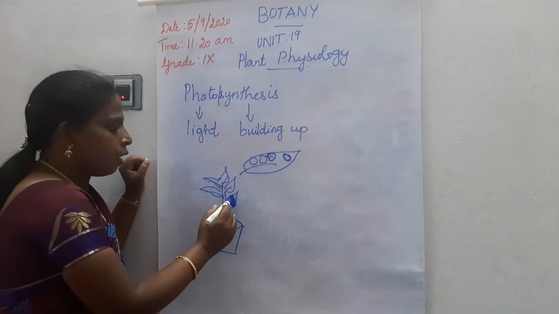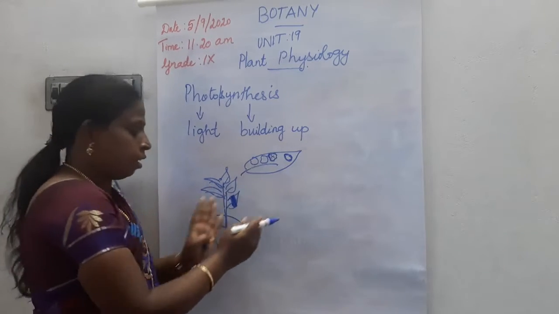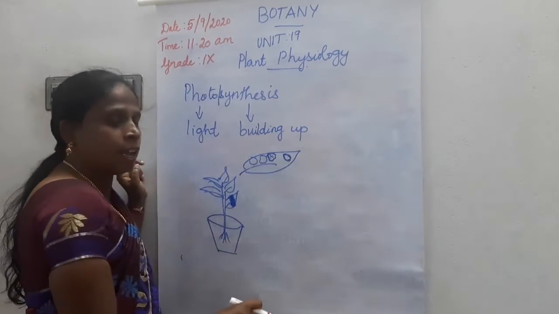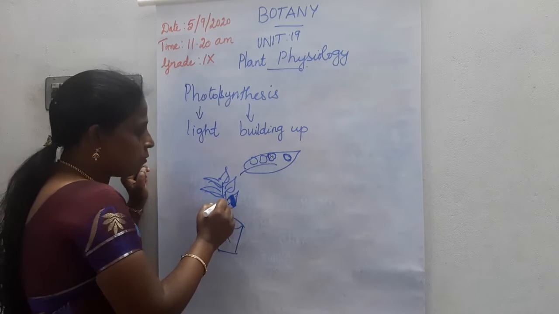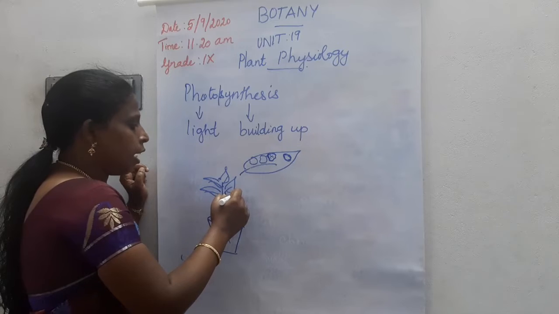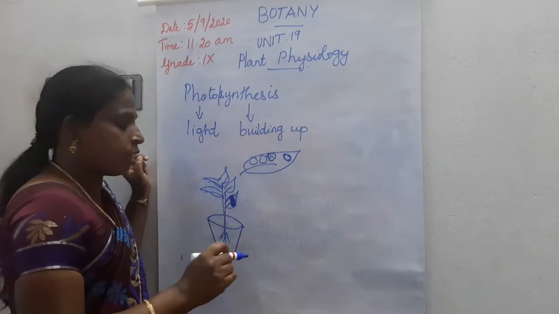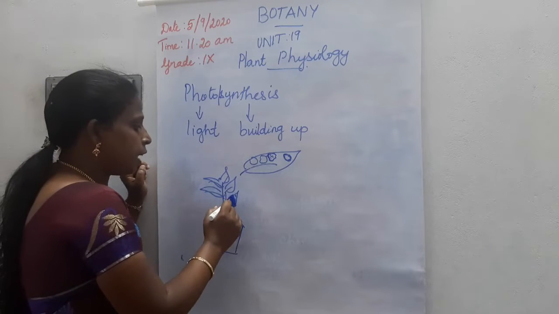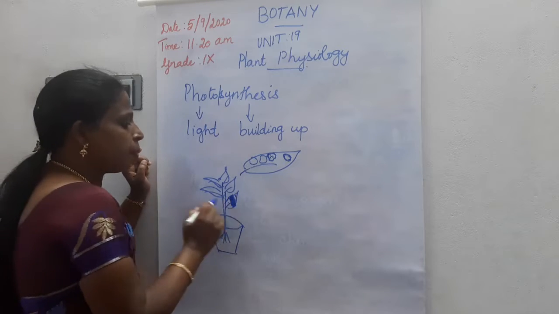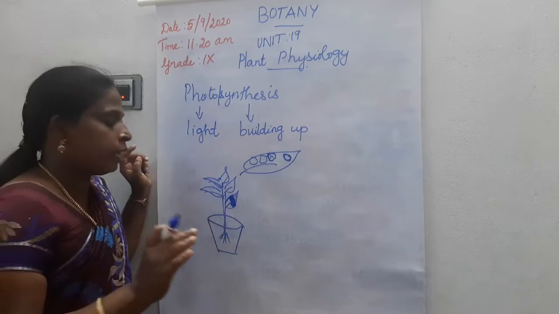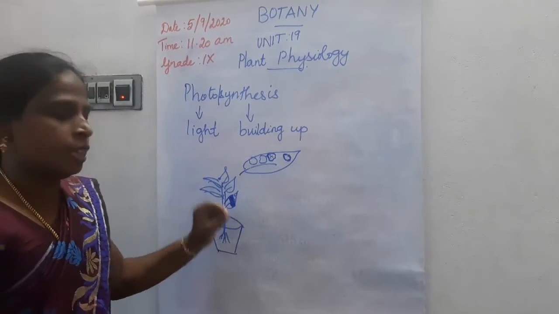Why? After the setup, we keep the potted plant in the direct sunlight for photosynthesis. The portion which was exposed to sunlight, carbon dioxide, everything, in that portion the photosynthesis process takes place, but in the covered portion photosynthesis does not take place. So from this experiment we can prove that light is necessary for photosynthesis.